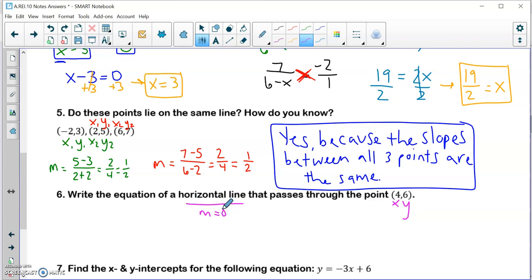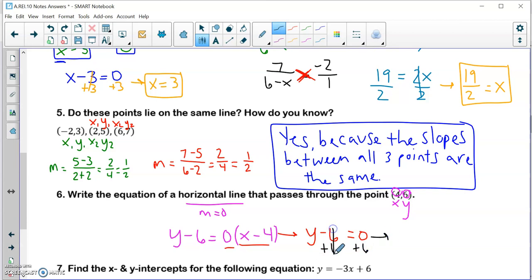Let's go ahead, let's write this in point slope form. y minus the y value is equal to your slope of 0 times x minus the x value of this point. And then now what happens is we get y minus 6 is equal to 0 times anything is just 0. And then now isolating y, we get the equation y is equal to 6.